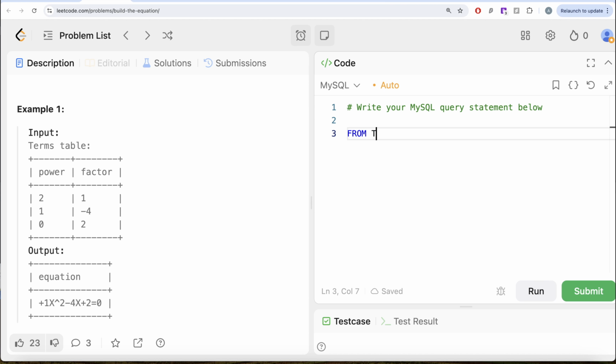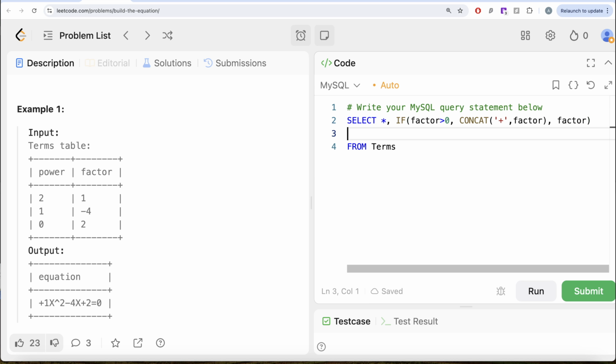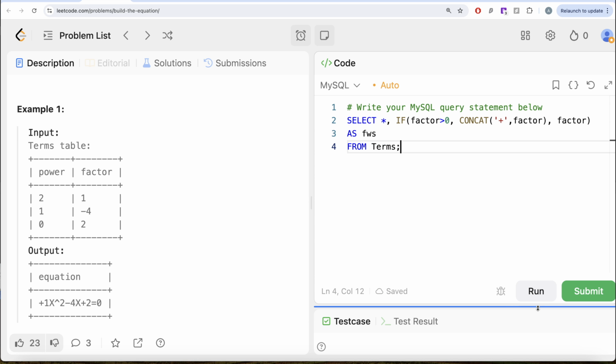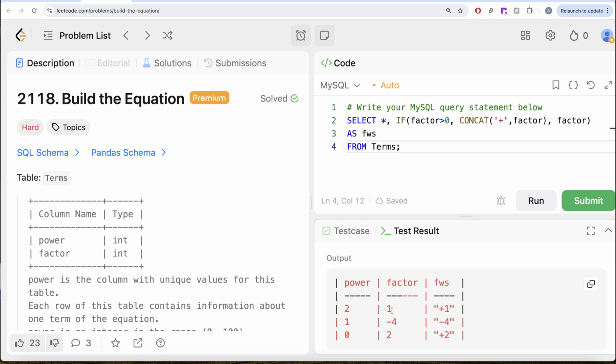So from this table called terms, let us keep both the columns. So select star, and then if the value of the factor column is greater than 0, then you return concat it with plus sign and then the factor value, else you return this factor value simply, and let's alias this entire thing as factor with sign, and let me go ahead and run this. Let's see what do we get in our output. So now if you look at this, what we have is, if it was greater than 0, so plus 1 minus 4 and plus 2.